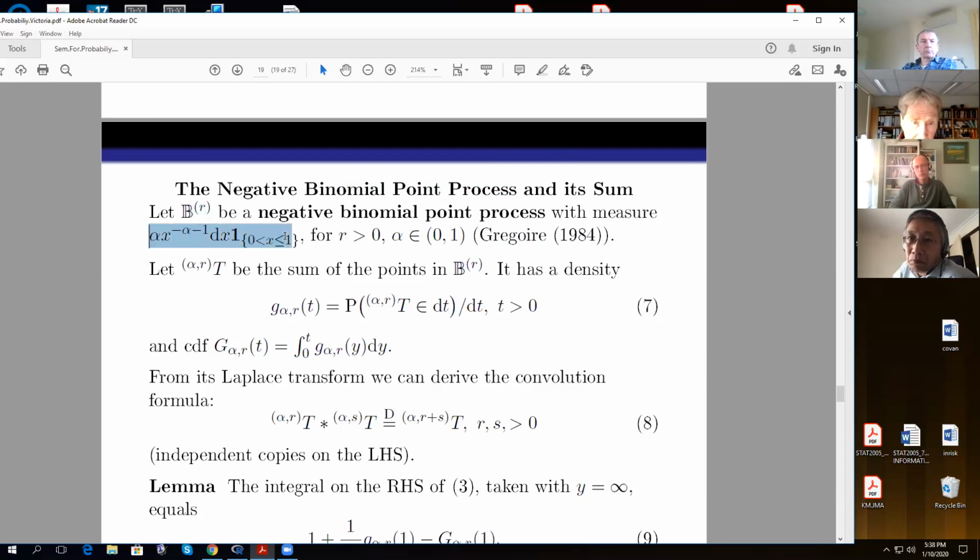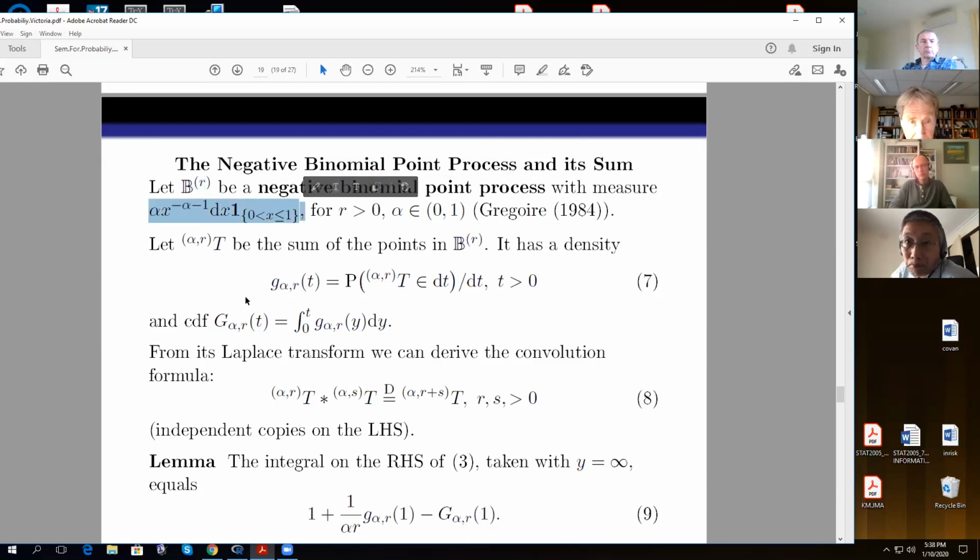the measure associated with this point process is this one. And of course, you will recognize this as what we've been seeing earlier as essentially the stable density, but now truncated to the region 0 to 1. So I think if you think back, you can begin to see how these expressions will have arisen because of this particular point process measure here.